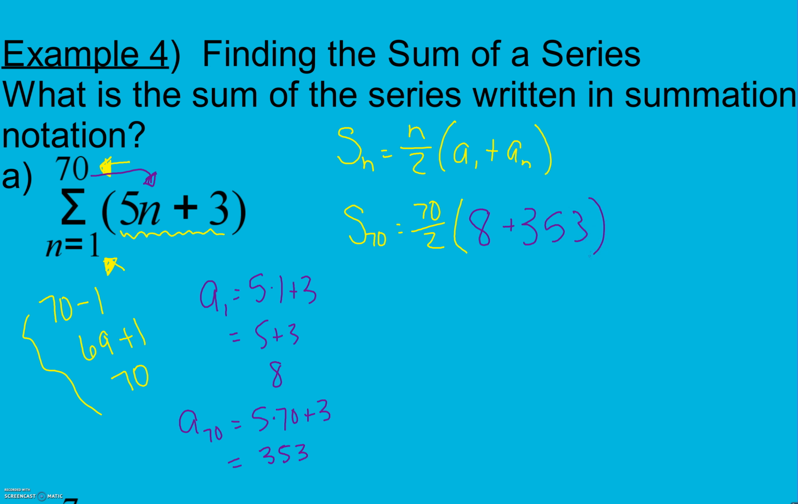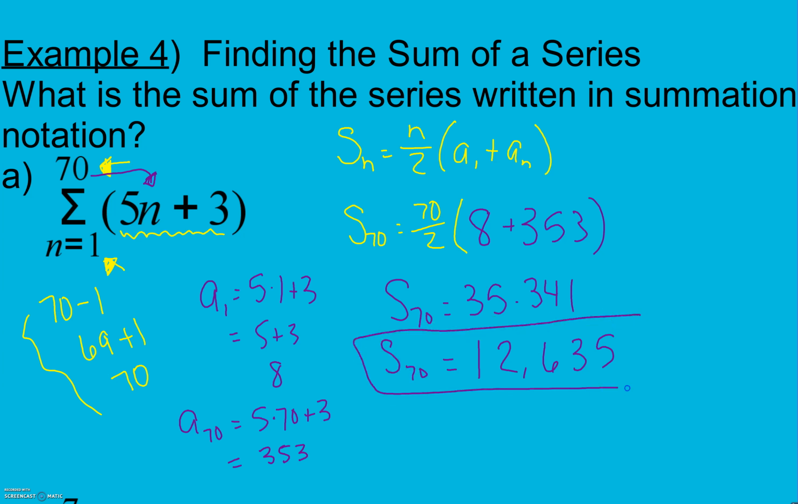Okay, now we can simplify this. 35 times 361, and we get 12,635. That's the sum of the first 70 numbers here.